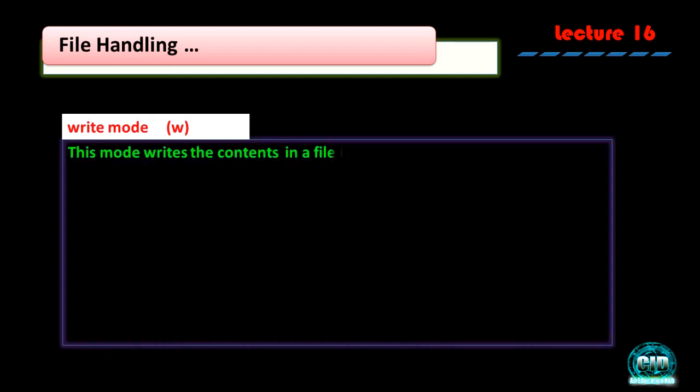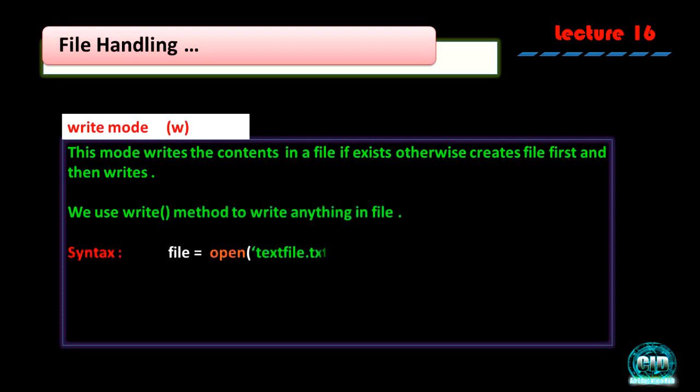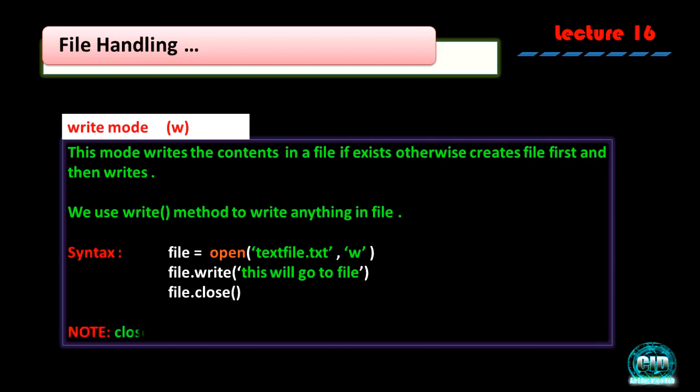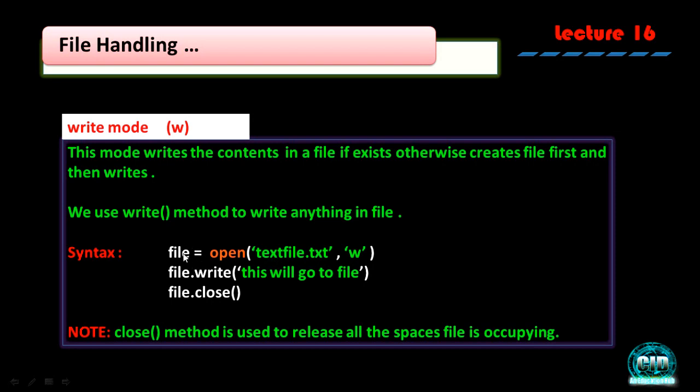Write mode is the mode in which we want to write anything in the file. Suppose we have a text file called textfile.txt, and we have to write this string to the file. I want to write this in our textfile.txt file. So we'll call the open method, and with w as the mode we will use the write method, which is used for writing anything in the file. We have an object for the file called file here, and when you use file.write, it will write this thing in the file.